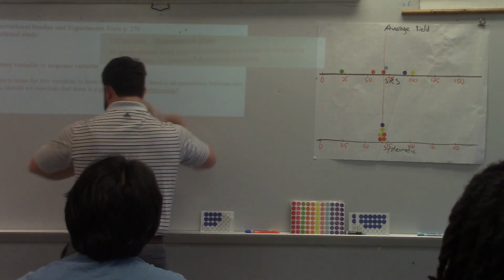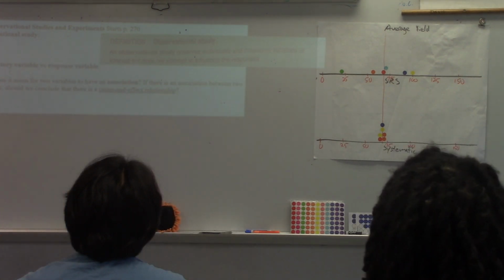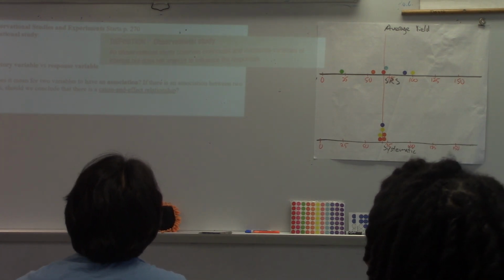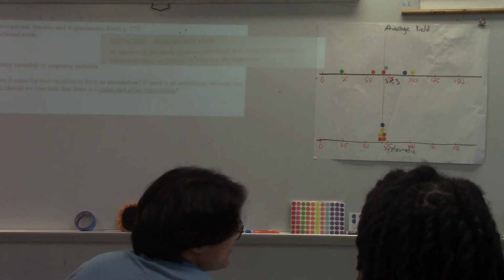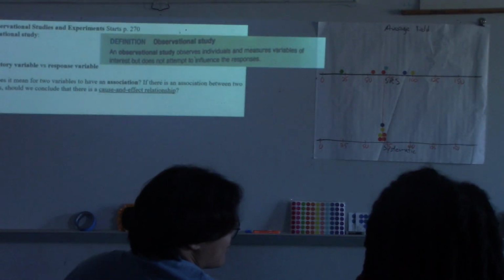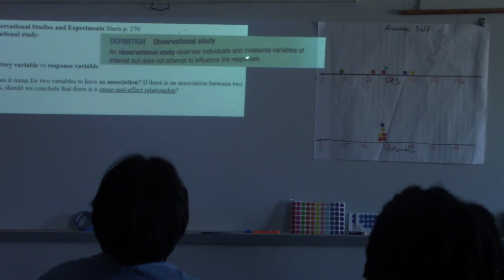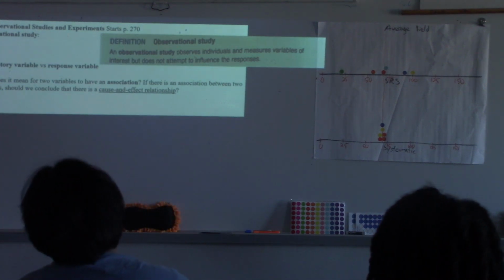So here's what we're going to do with the last, oh man, I've been meaning to get here a long time ago, but with the time we have left, an observational study. That's all we talked about. Observational studies, surveys, that's been it. So an observational study, quite literally what? Observes individuals and measures variables of interest, but does not attempt to influence the responses. A survey is a type of observational study, okay?